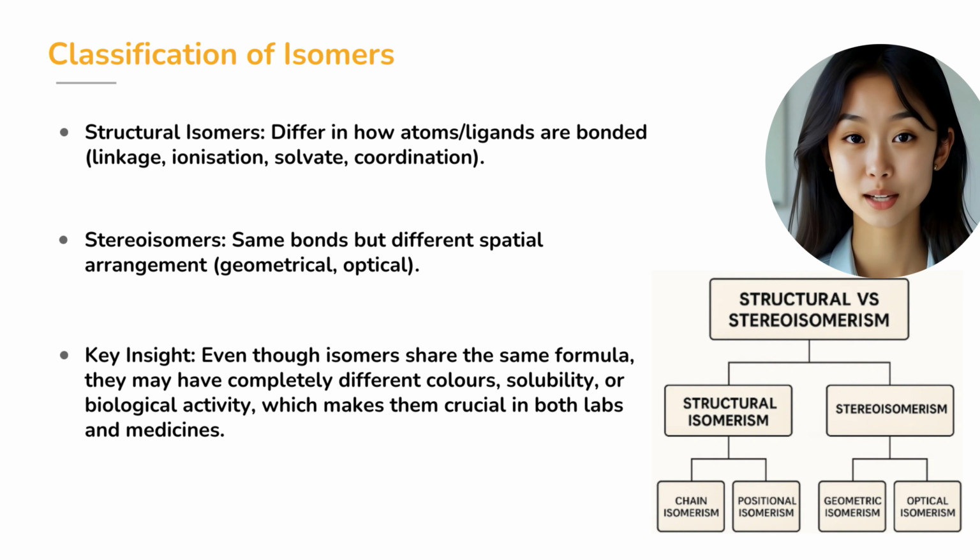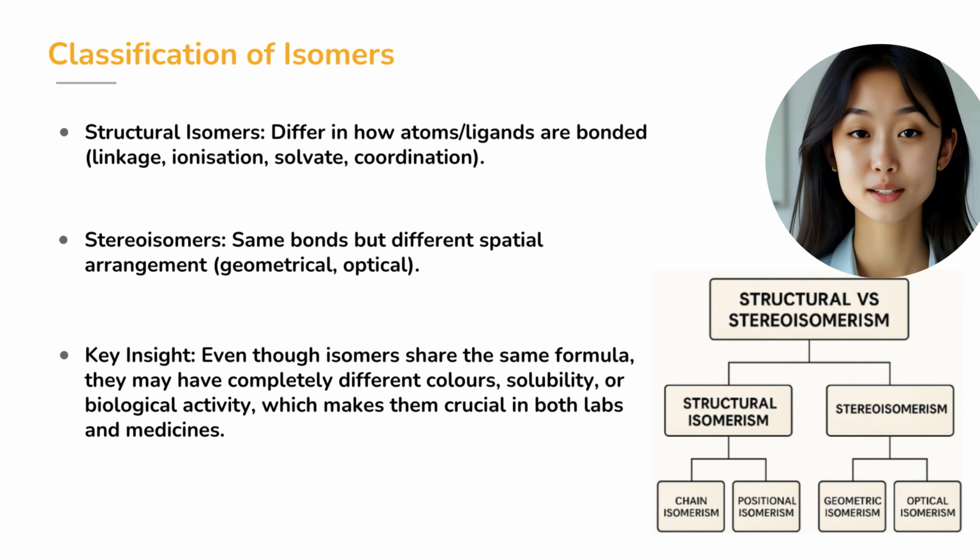Sometimes, a ligand can bind in two ways, like the nitrite ion, written as NO2 minus, where it can bind either through nitrogen as nitrito-N or through oxygen as nitrito-O. That's linkage isomerism. We also have solvate and coordination isomers. In simple terms, structural isomers differ in how atoms or ligands are connected.